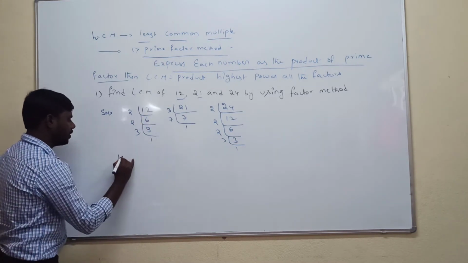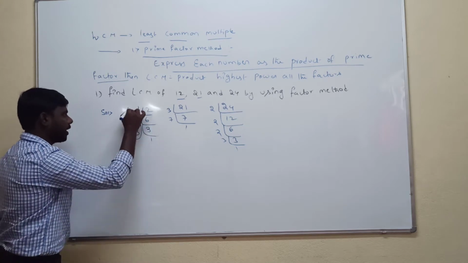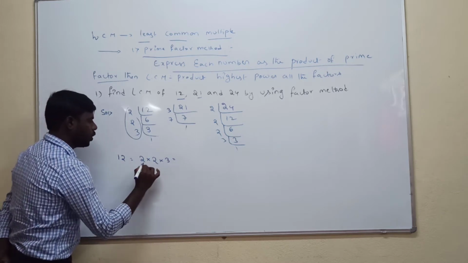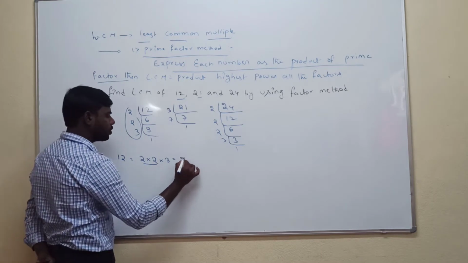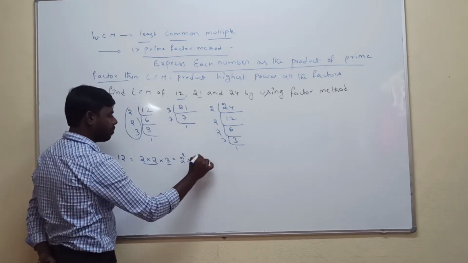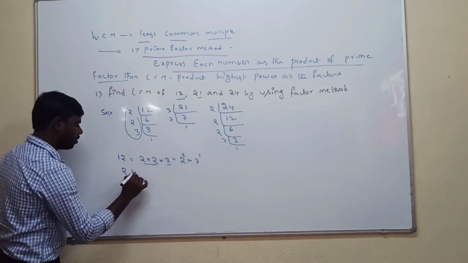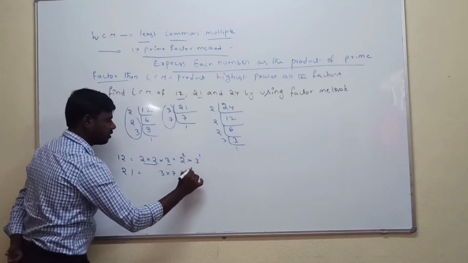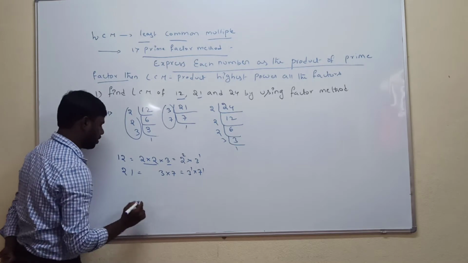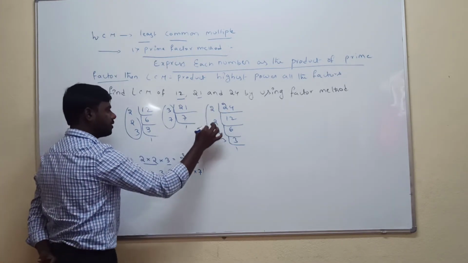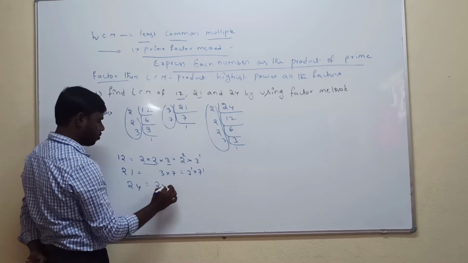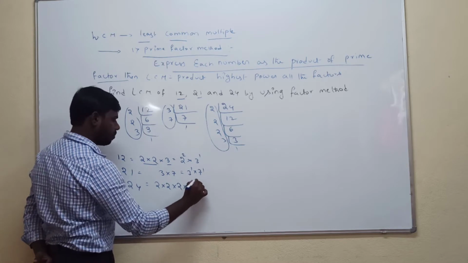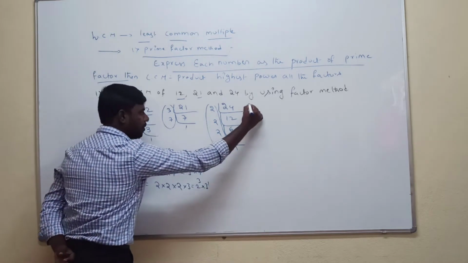The first number, 12, is equal to 2 into 2 into 3. 2 is repeated 2 times, so 2 square. 3 is repeated only 1 time, so 3 power 1. The second number, 21, is equal to 3 into 7. 3 only 1 time, 7 only 1 time. Next, 24 is equal to 2 into 2 into 2 into 3. Here 2 is repeated 3 times and 3 only 1 time.